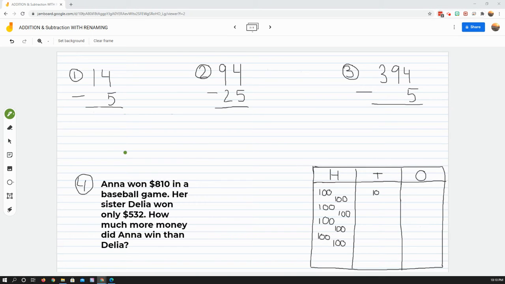So, for today, we're going to be talking about subtracting and we're going to be regrouping, borrowing. It's basically the same thing that we've been doing with addition, except now it's going to be subtracting. So, let's look at exercise number 1.